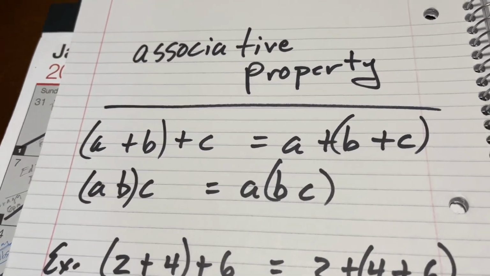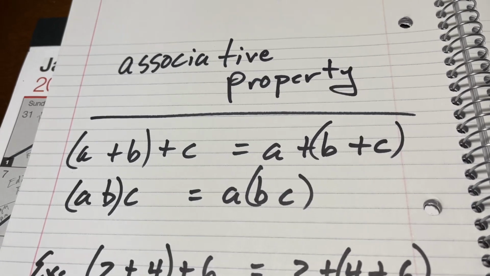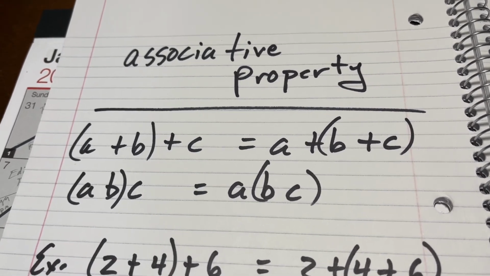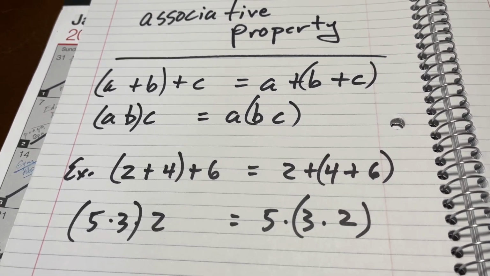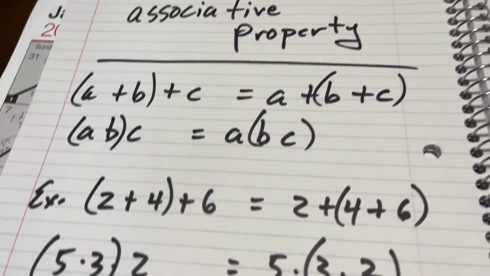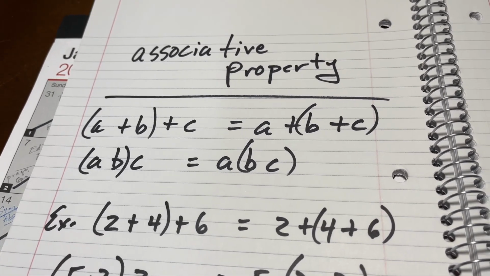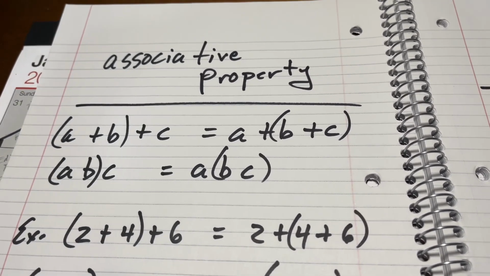All right. The associative property is when they're in the same order, but the parentheses are in different places, and it works for addition and it works for multiplication. So there's an addition version and a multiplication version. So I hope that helps to clear up a little bit about the commutative property and the associative property.